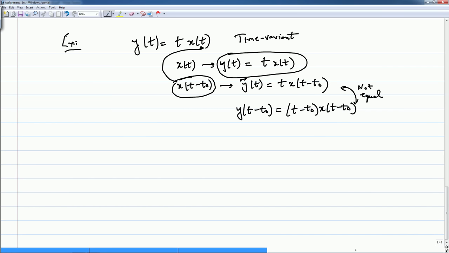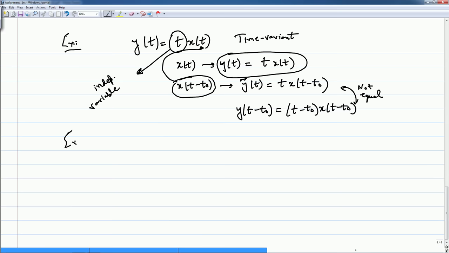So, like I said, a very good hint is to look at the independent variable. If the independent variable appears by itself in the input output equation, then it is going to be time variant. This is a very useful hint, and in many questions one can use this and quickly solve the problem, otherwise you will be repeating these calculations.